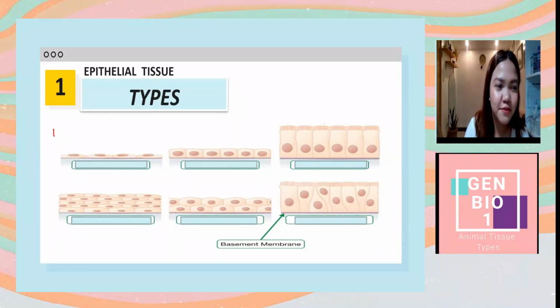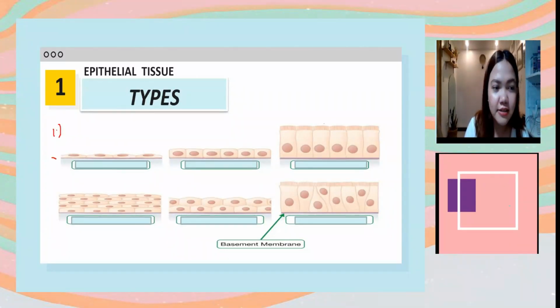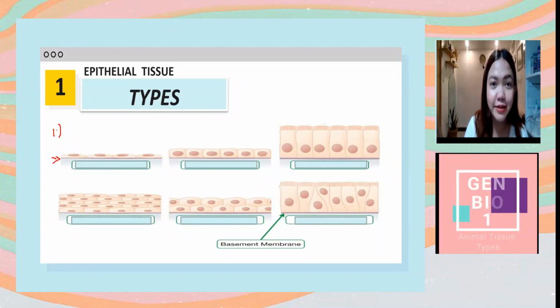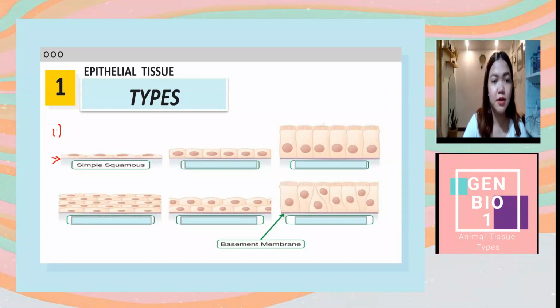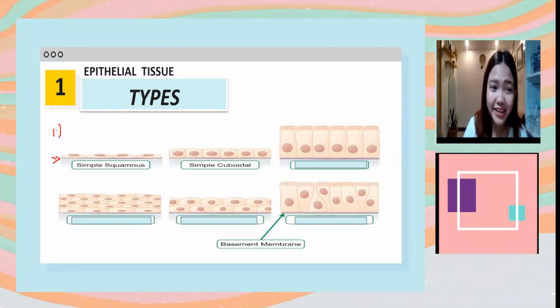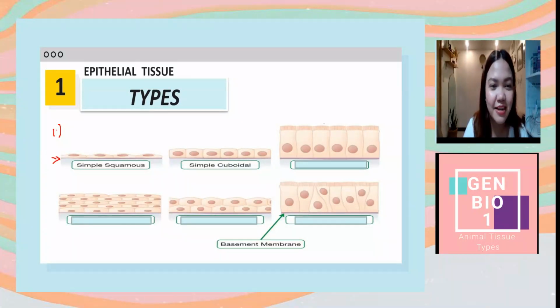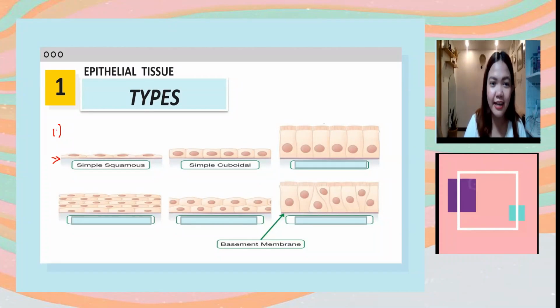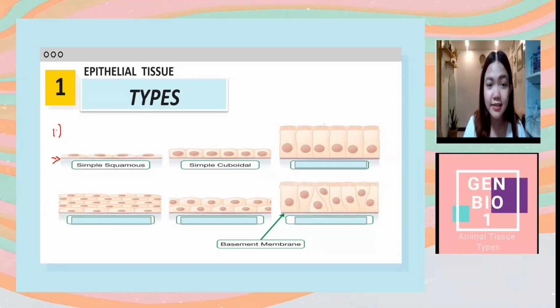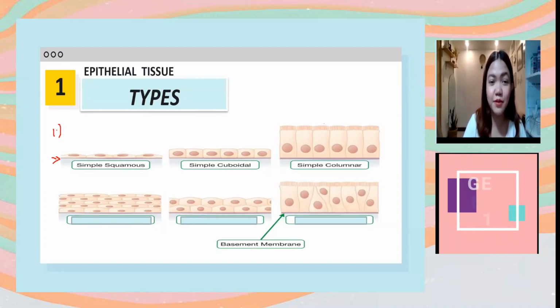So first is, it has simple, kasi 1 layer lang, and then it's flat, so we call that your simple squamous. Second, it is simple cuboidal. Oh my gosh, I didn't give you time to think, but yeah, it's simple cuboidal because it has one layer only and is composed of cuboidal cells. So for the third one, it has this shape and has one layer only. So we have your simple columnar.